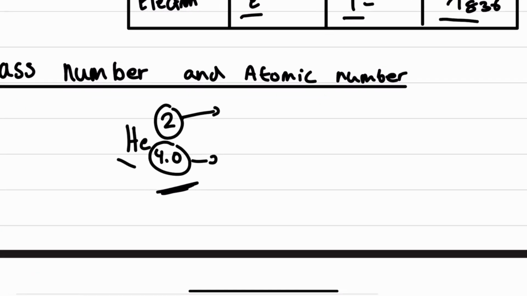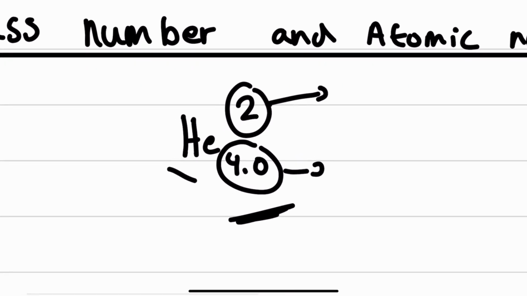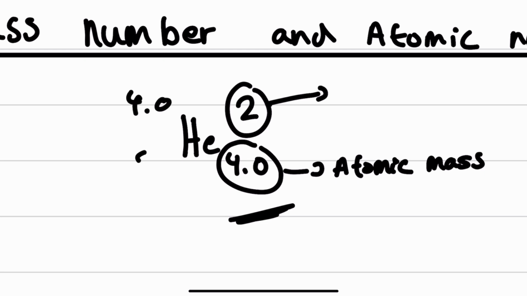Now, mass number and atomic number. In the periodic table, you'll see the elements presented as such, with the chemical symbol being here and two numbers top and bottom. The bigger number is always the mass number. Now, the reason why I say bigger number is because it does not have to be in this order. Sometimes they may give it to you where the bigger number is on top and the smaller number is on the bottom. Either way, you need to know that the bigger number is the mass number.